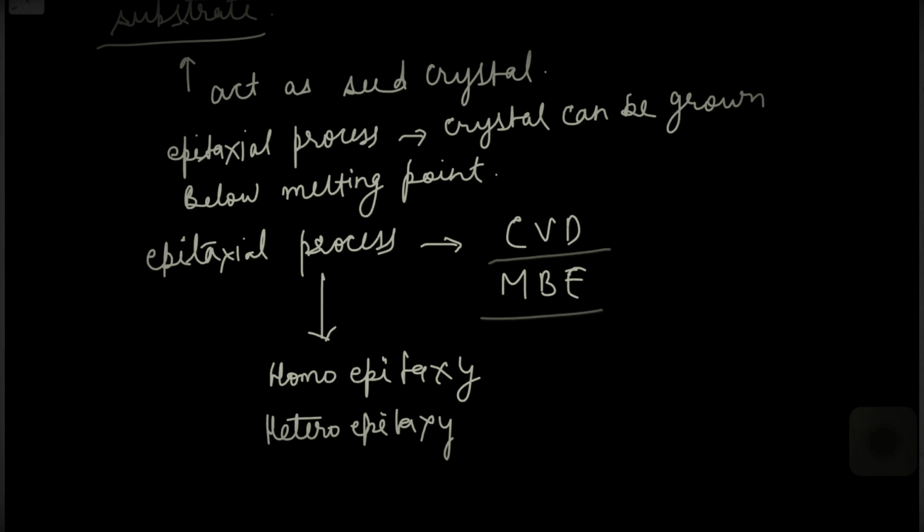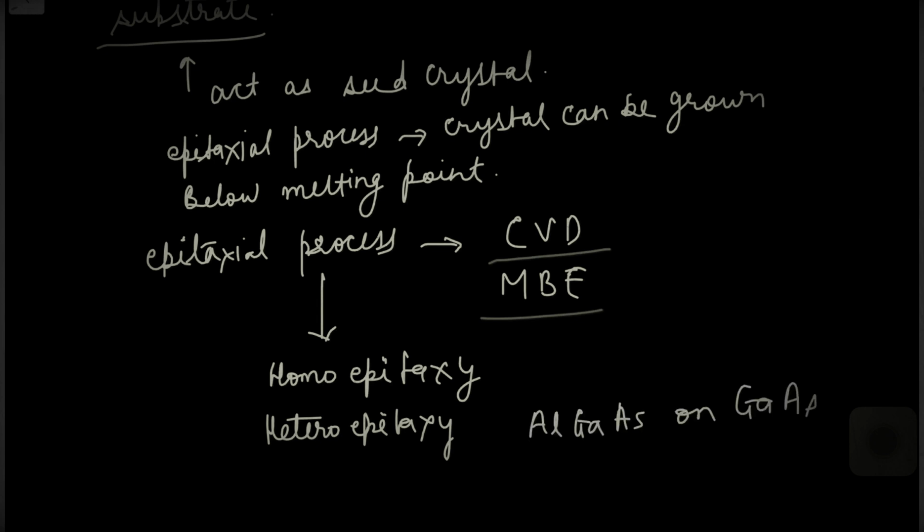The epitaxial process is of two types. First is homoepitaxy and the second one is heteroepitaxy. In homoepitaxy, the crystalline layer and the substrate are of the same material. For example, silicon grown on silicon. In heteroepitaxy, the substrate and the layer are of different materials. For example, aluminum gallium arsenide on gallium arsenide.